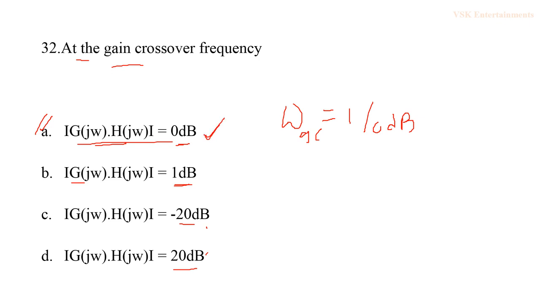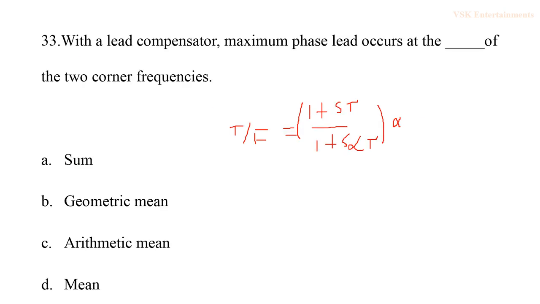The frequency at which magnitude is unity or 0 decibels. Next one is, with a lead compensator, maximum phase lead occurs at the dash of two corner frequencies. Options are sum of, geometric mean of, arithmetic mean of, and mean of.